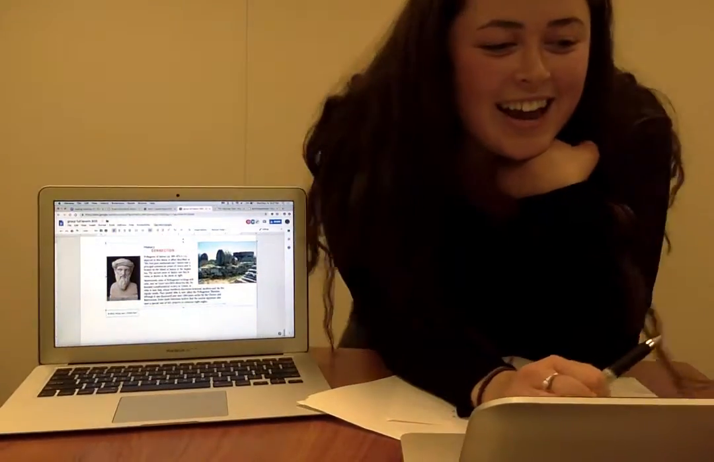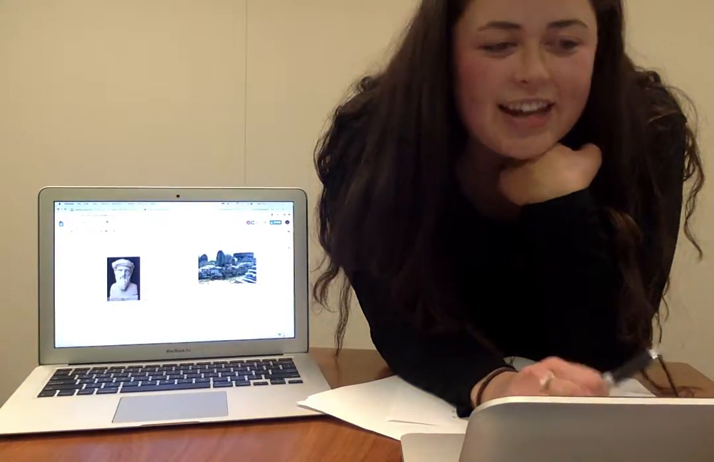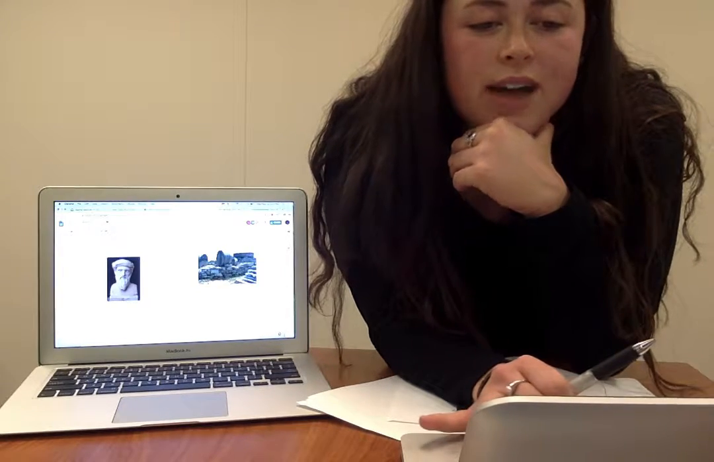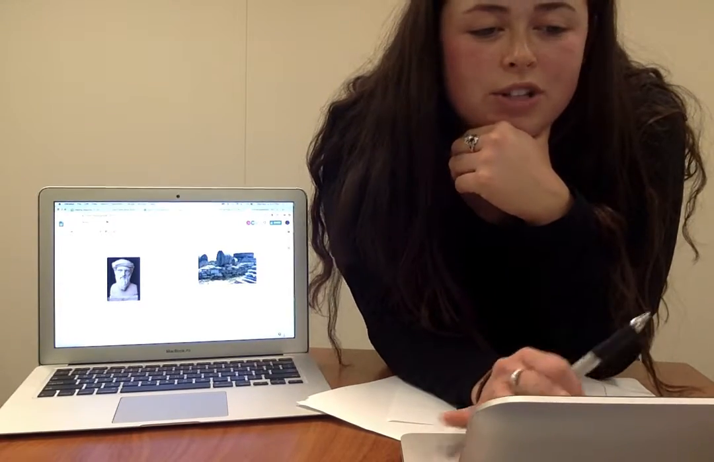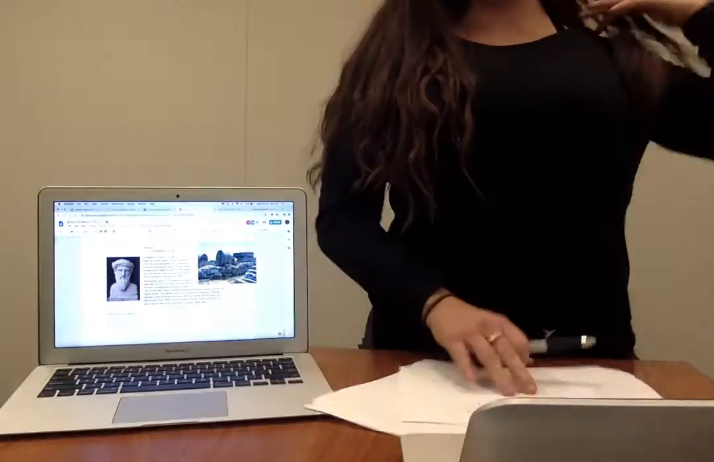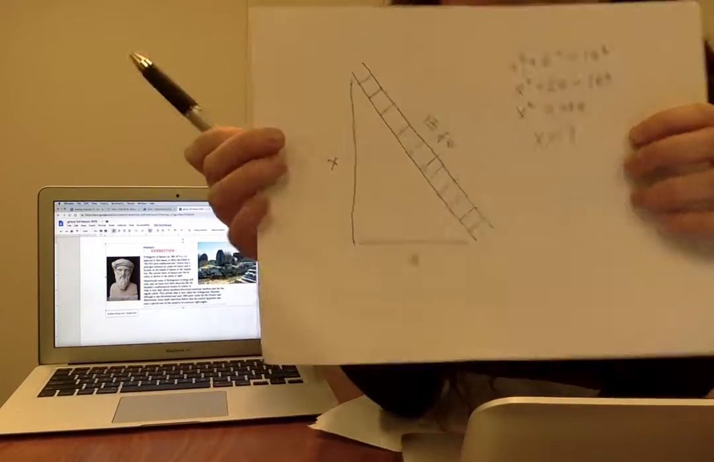Okay, so looking at number 1. It says, a 13-foot ladder is resting against a house. The base of the ladder is 5 feet from the base of the wall. How high up the wall does the ladder reach? First step is to draw the diagram. So here is my picture.